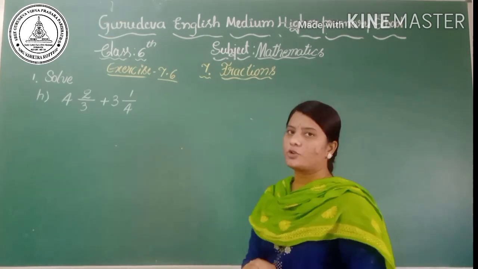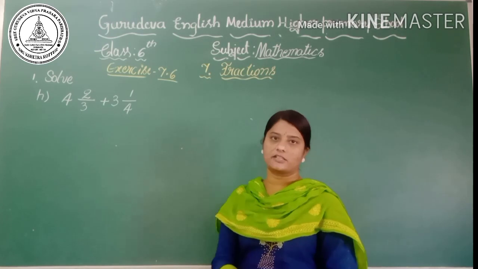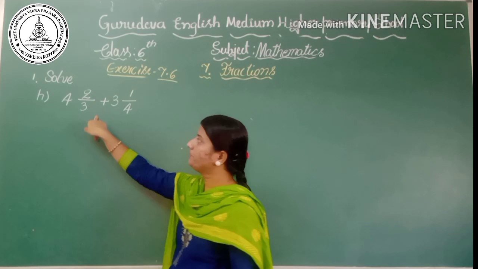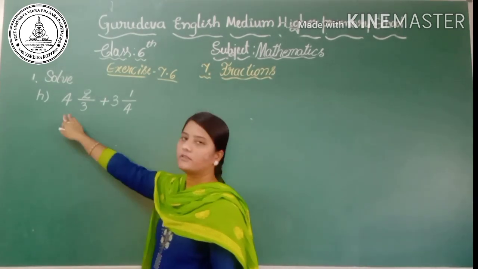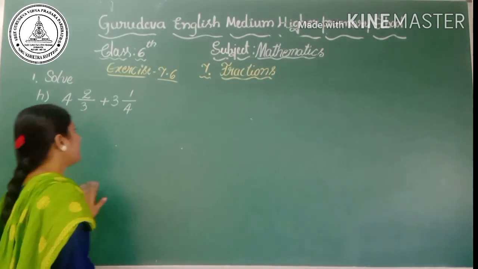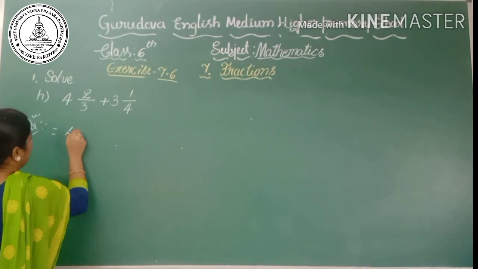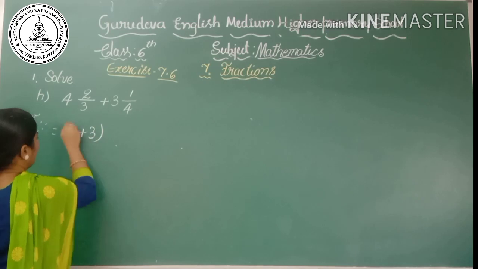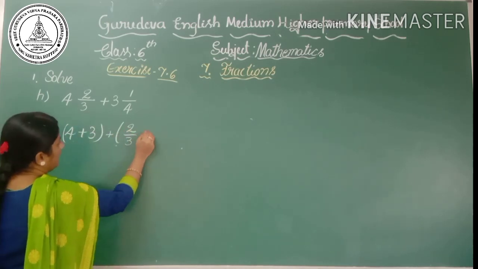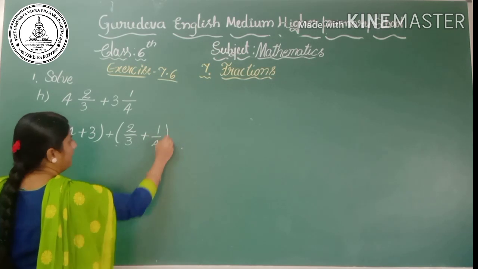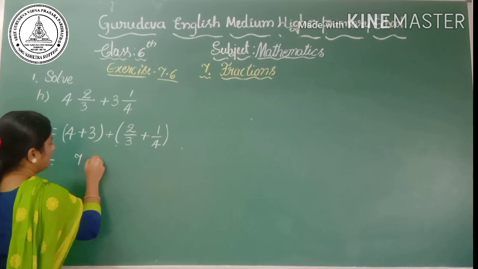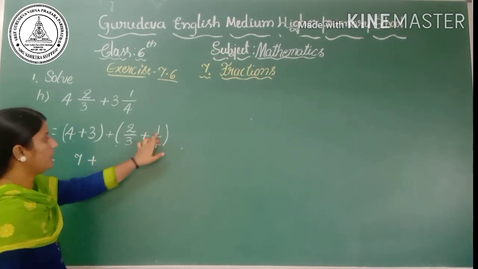I have taken the H question. It is the addition of mixed fractions. So we can add here 4 plus. First, we can add the whole numbers and the fractions. First, write the whole numbers: 4 plus 3, then add the fractions 2 by 3 plus 1 by 4. Yes. 4 plus 3 is 7 plus 2 by 3 and 1 by 4.